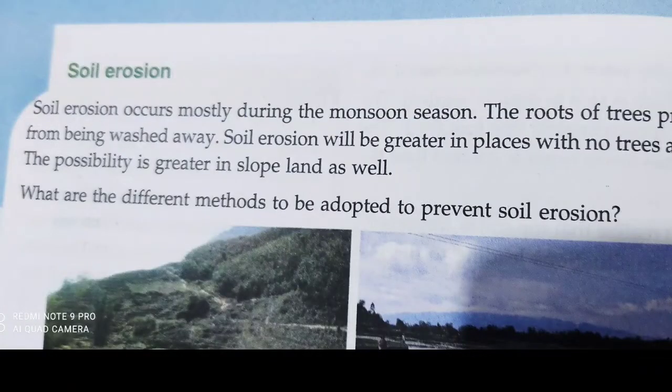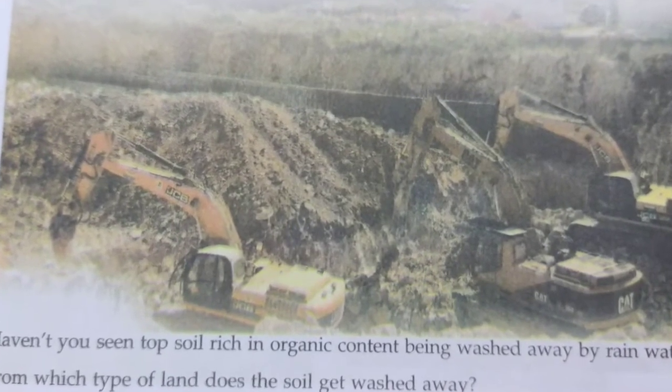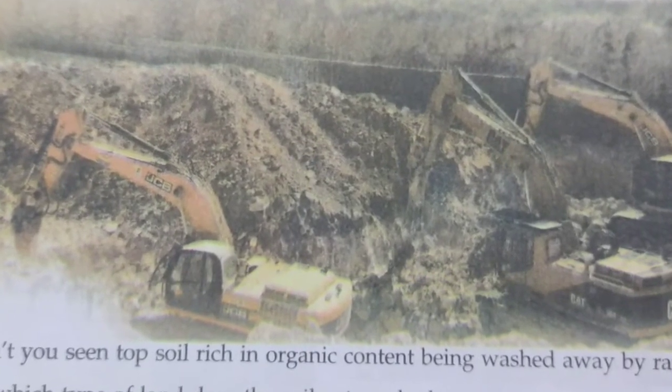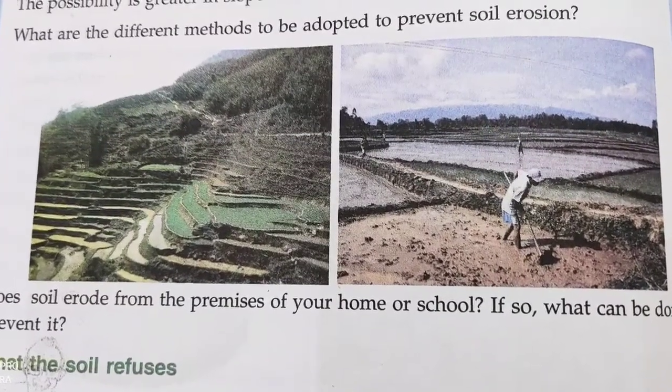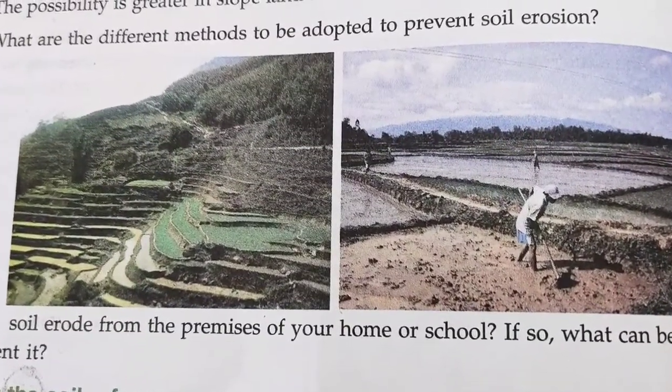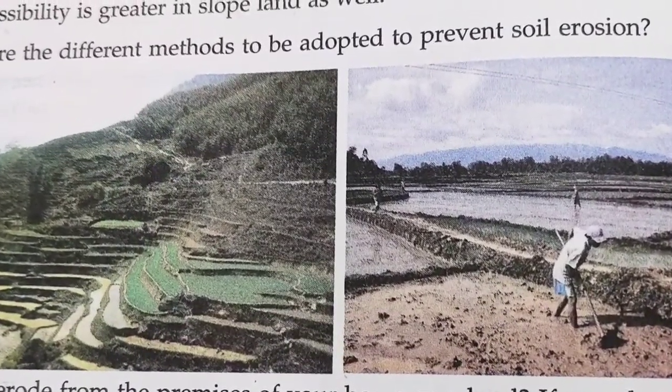We must protect the soil from soil erosion. Soil erosion occurs mostly during the monsoon season. The roots of trees prevent soil from being washed away. Soil erosion will be greater in places with no trees and plants. The possibility is greater in slope land as well. We must plant trees and other plants on bare land. Moreover, we can make either a mud wall or a stone wall against the slope area.